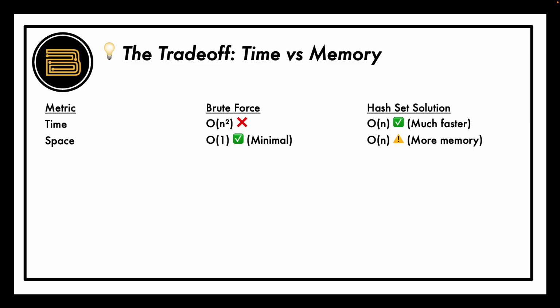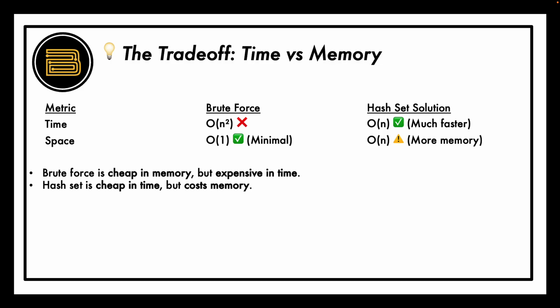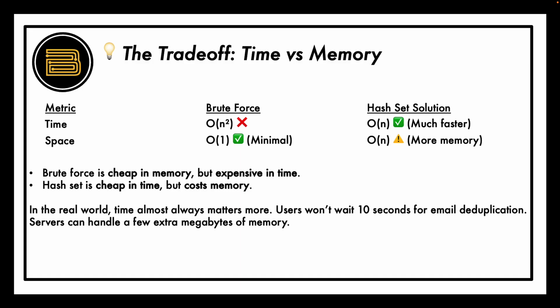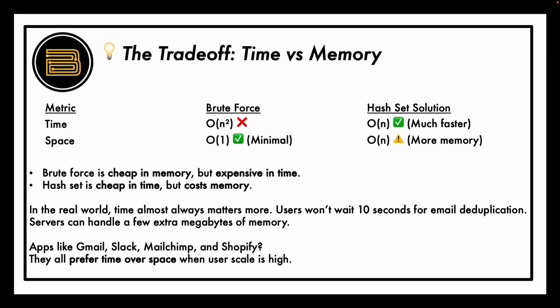So, what does this mean? Well, brute force is cheap in memory, but as you can see, it's very expensive in time. However, the hash set solution is very cheap in time, but has extra cost in memory. In the real world, time almost always matters more because users don't want to wait 10 seconds for email deduplication, and servers usually can handle a few extra megabytes of memory. So apps like Gmail, Slack, MailChimp, and Shopify, they all prefer time over space when the user scale is high.